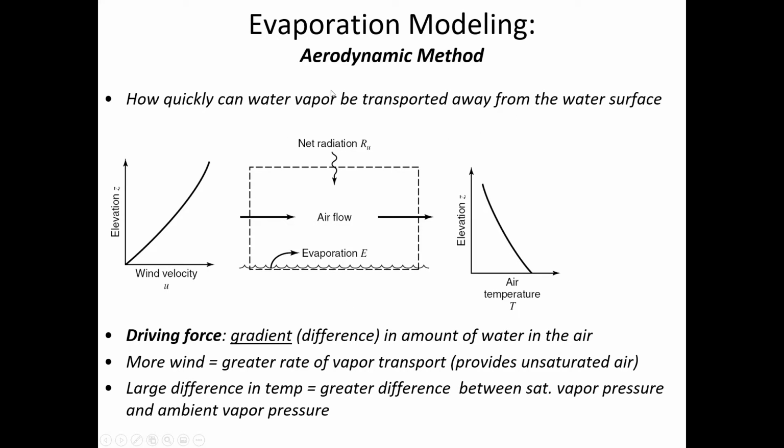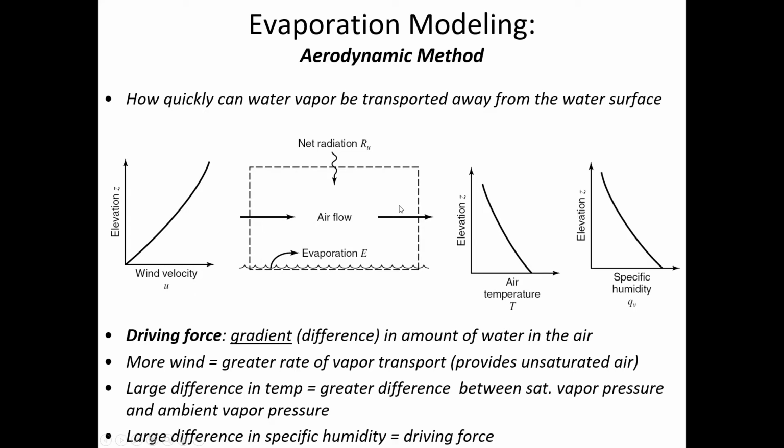The other factor that this aerodynamic method looks at is that large differences in temperature between the air and the water will help to increase the difference between the vapor pressure of the water in air and how much could be there when it's saturated. So looking at the effect of temperature differences and relative humidity is the other factor of just where the spots in the air are for the water to be transported to.